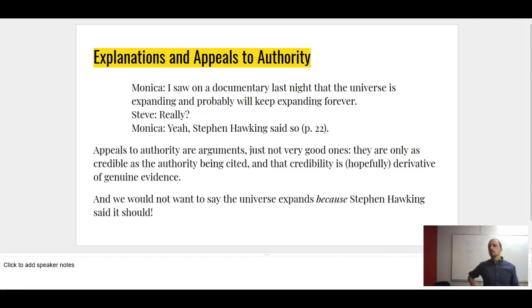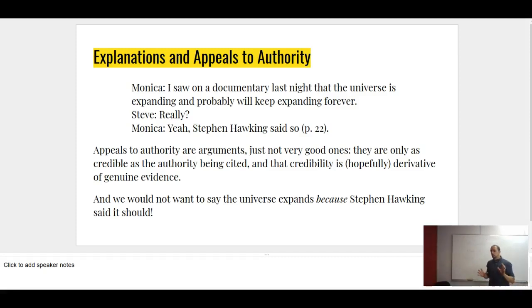This contrasts with appeals to authority. Suppose you have a conversation that goes like, "Well, I saw a documentary last night that the universe is expanding and will probably keep expanding forever." "Really?" "Yeah, Stephen King said so." Stephen Hawking said so. Although I guess if Stephen King said that too, that'd be a good argument. So appeals to authority of this kind are arguments, I guess, but not very good ones. They're only as credible as the authority being cited, and that credibility is hopefully founded on some genuine evidence. And we're not going to want to say that the universe is expanding because Stephen Hawking says that it should expand. The universe should expand. Too soon?